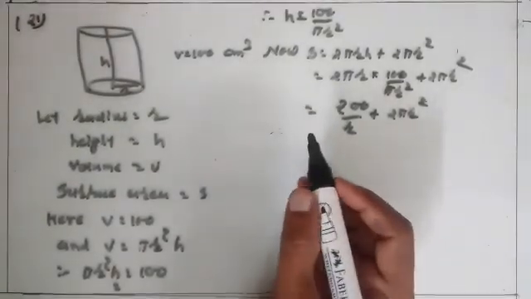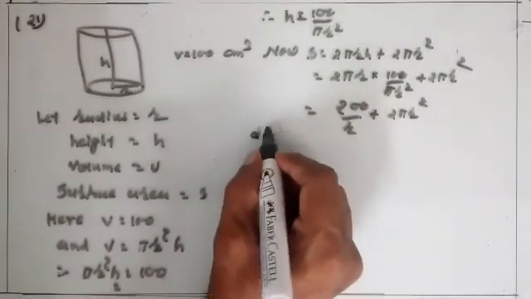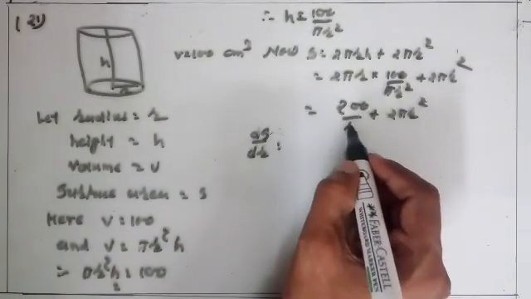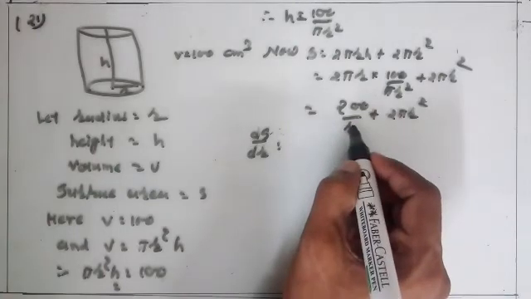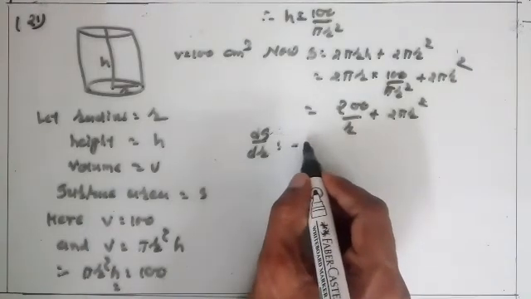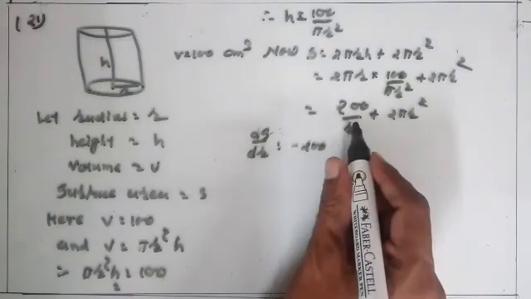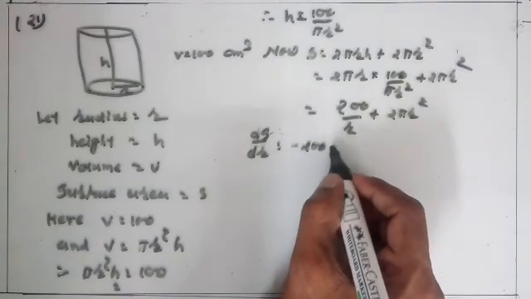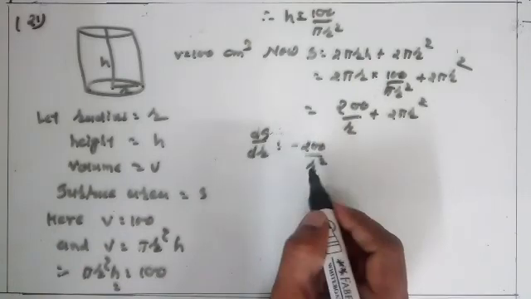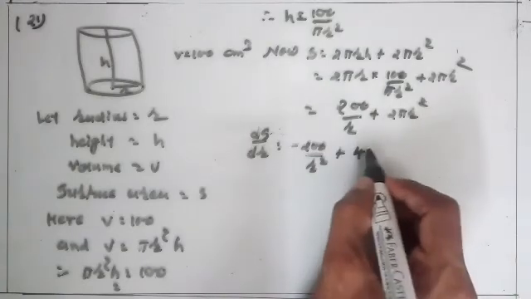Now for maximum or minimum value of surface area, first get the first derivative. dS/dr is equal to 200 into derivative of 1 upon r, that is derivative of r raised to minus 1, is equal to minus r raised to minus 2, becomes 1 upon r square. That is minus 200 upon r square, plus derivative of this is equal to 4 pi r.